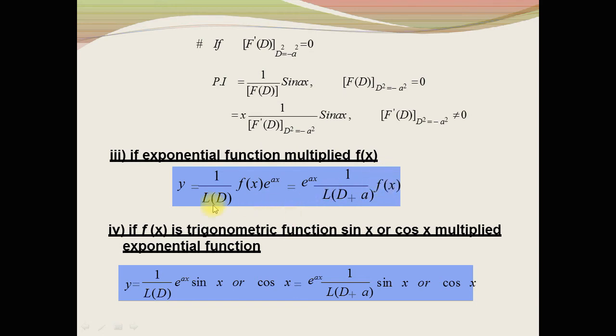Now case number 4, if the right hand side function is the multiple of a trigonometric function like sine ax or cos ax, like sine x or cos x, then the particular integral will be equal to 1 over L of d into e power ax sine x or cos x. So again using the exponential shift theorem, shift this exponential function out of the integral operator and replace d by d plus a into sine ax or cos ax.